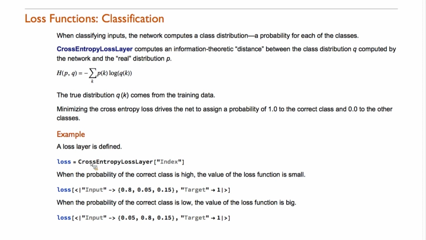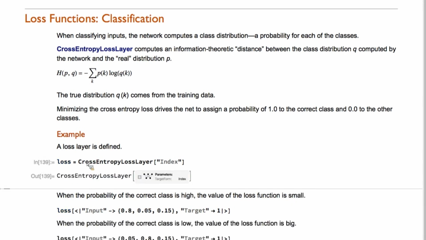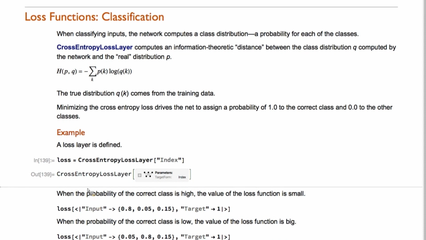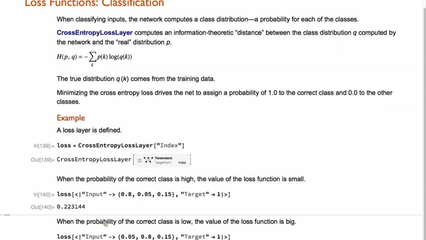We can have a practical look at this. Let's define one cross entropy layer, and we specify here that the target of this layer will be an indexed value, and we can use it. This is what net training is doing internally. It gets an input. So this, for example, is my probability vector, and you see the first class is 80%, and then 5% and 50%, and this is one of those layers that takes two inputs, and the second input is the target class. So I know from my training data that the correct answer is the first class, and here the first class has the highest probability. So when I compute this, I get a number which is quite low.